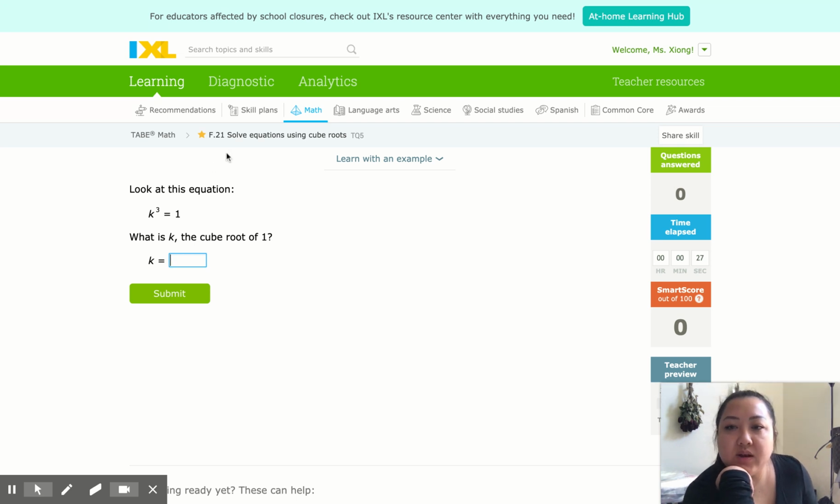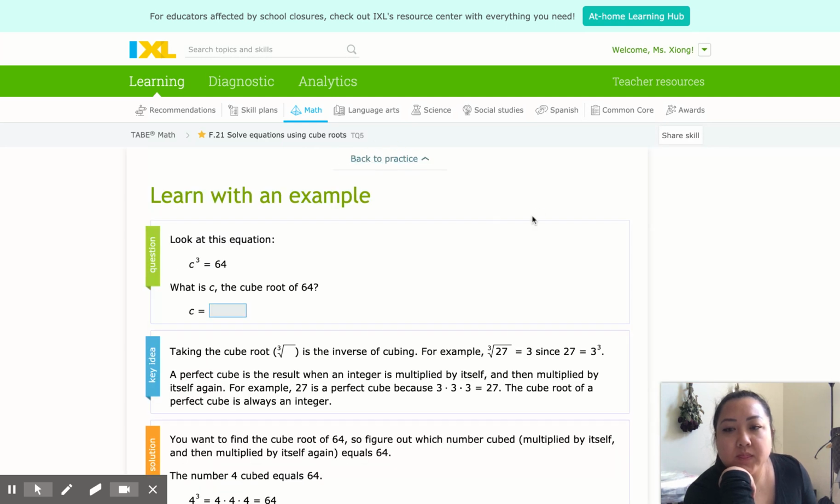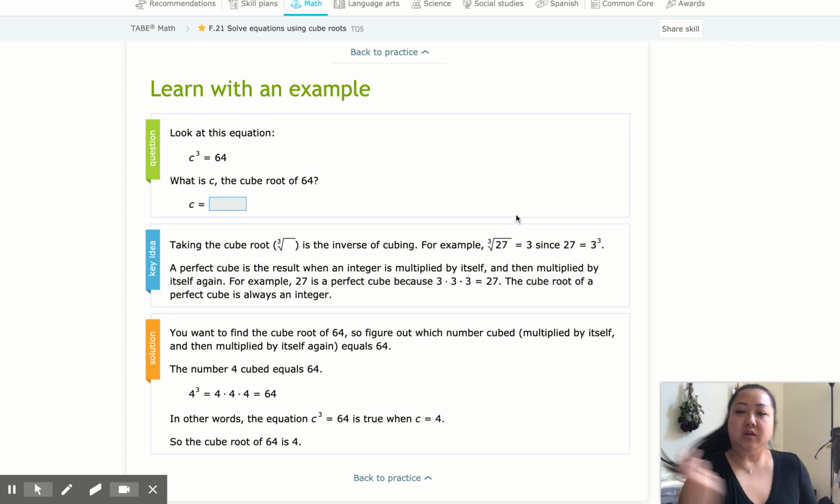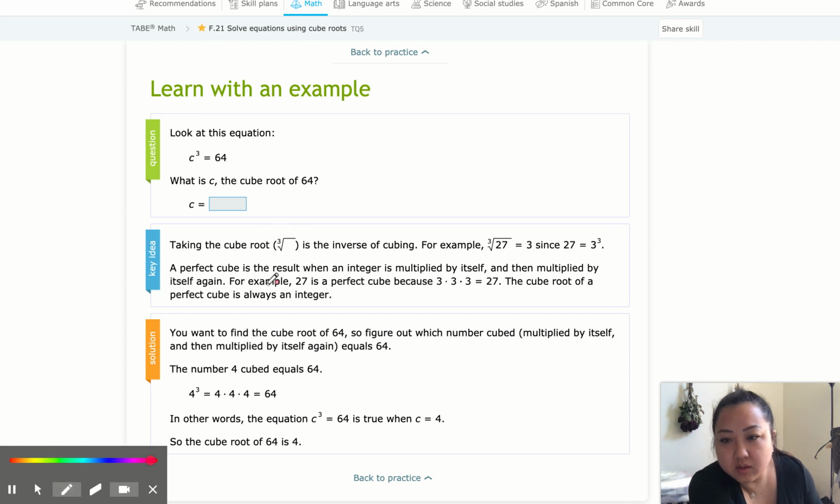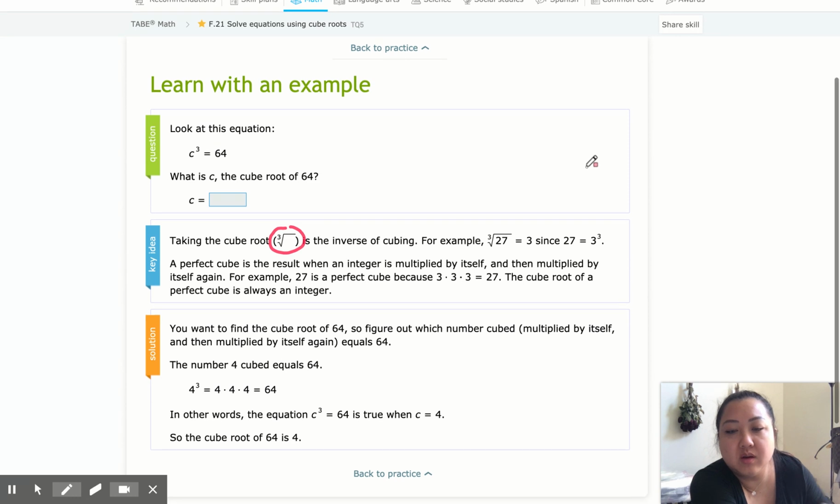All right. Today we're going to work on solving equations using cube roots. So remember that when you are looking at cube roots, that's the opposite or the inverse of cubing something, all right? And it looks like this. It's the radical with the number 3. Let me circle that right here. That is the cube root symbol.